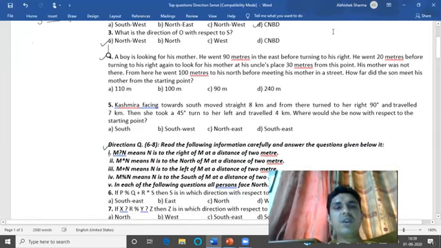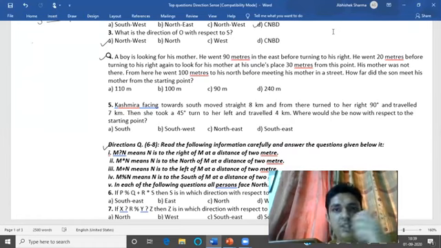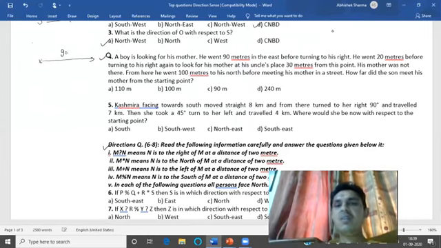The question is, a boy is looking for his mother. He went 90 meter in east before turning to his right. That means if I am taking the starting position as this, he went 90 meter in east before turning right, and this time he has taken right. He went 20 meter before turning to his right. Again he is turning right, and again to look for his mother at his uncle's place, 30 meter from his point. That means he moved 30 meter from here.